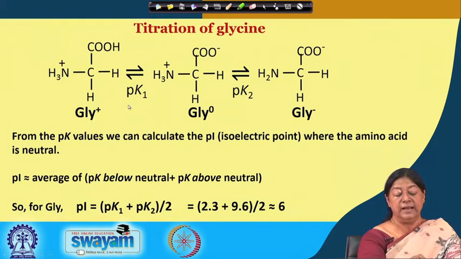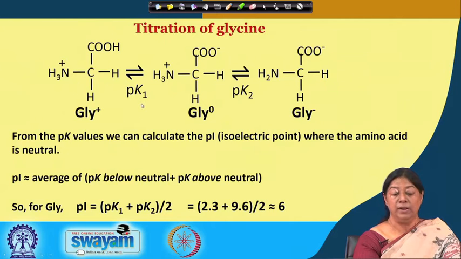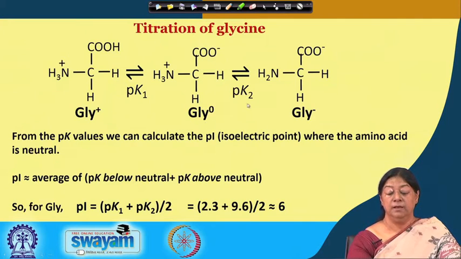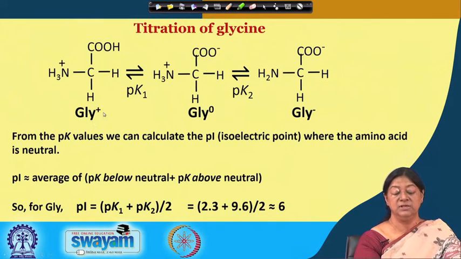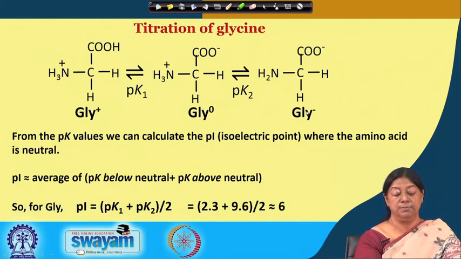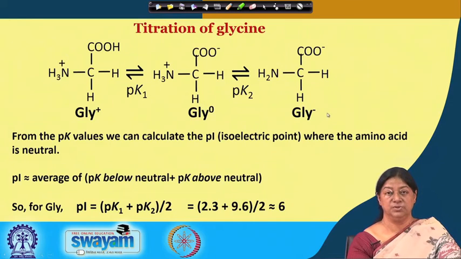So, here is our Gly plus, this is the pK1. We lose the first proton when we consider pK1, because this is a lower pK value. So, it becomes COO minus, which is Gly 0, because there is no charge on this particular species. We go to pK2, where we lose the proton from the NH3 plus, making it NH2 COO minus, Gly minus. So, we are going from Gly plus to Gly 0 to Gly minus. So, what is the charge? The charge is from +1 to 0 to -1.